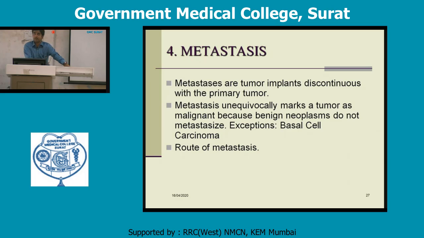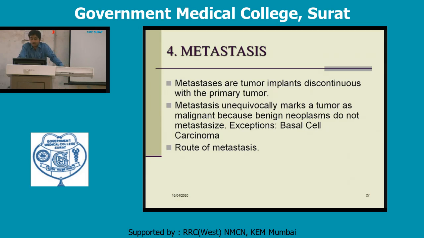And if metastasis occurs, it unequivocally marks that the tumor is malignant, because benign neoplasms do not metastasize. But not all malignant lesions do metastasize. There are few exceptions like basal cell carcinoma of the skin. This is a malignant lesion but it does not metastasize, due to high apoptotic activity. So which are the routes of metastasis?